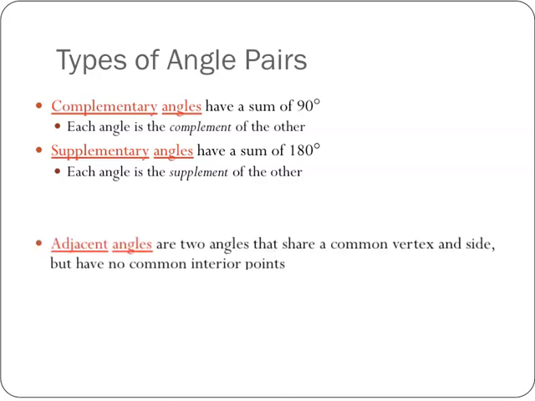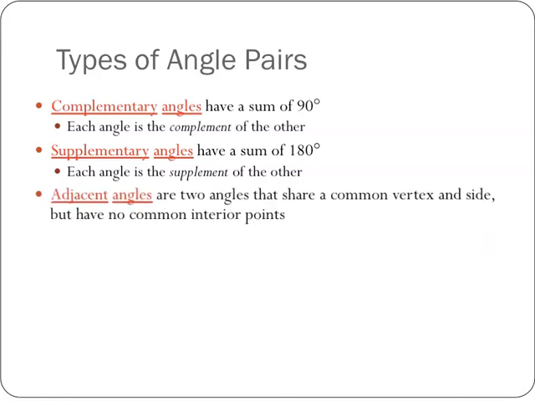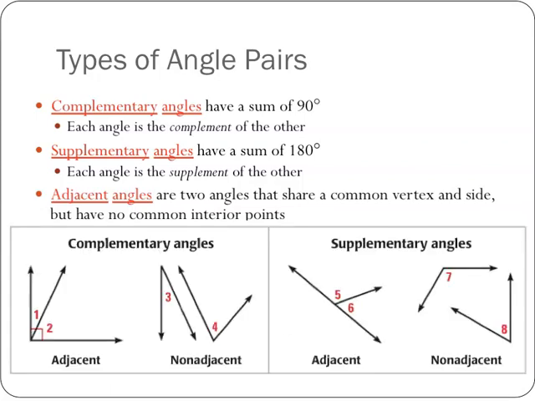Next, we have what we call adjacent angles, and these are two angles that share a common vertex and side, but they have no common interior points. Okay, so here we have some examples.